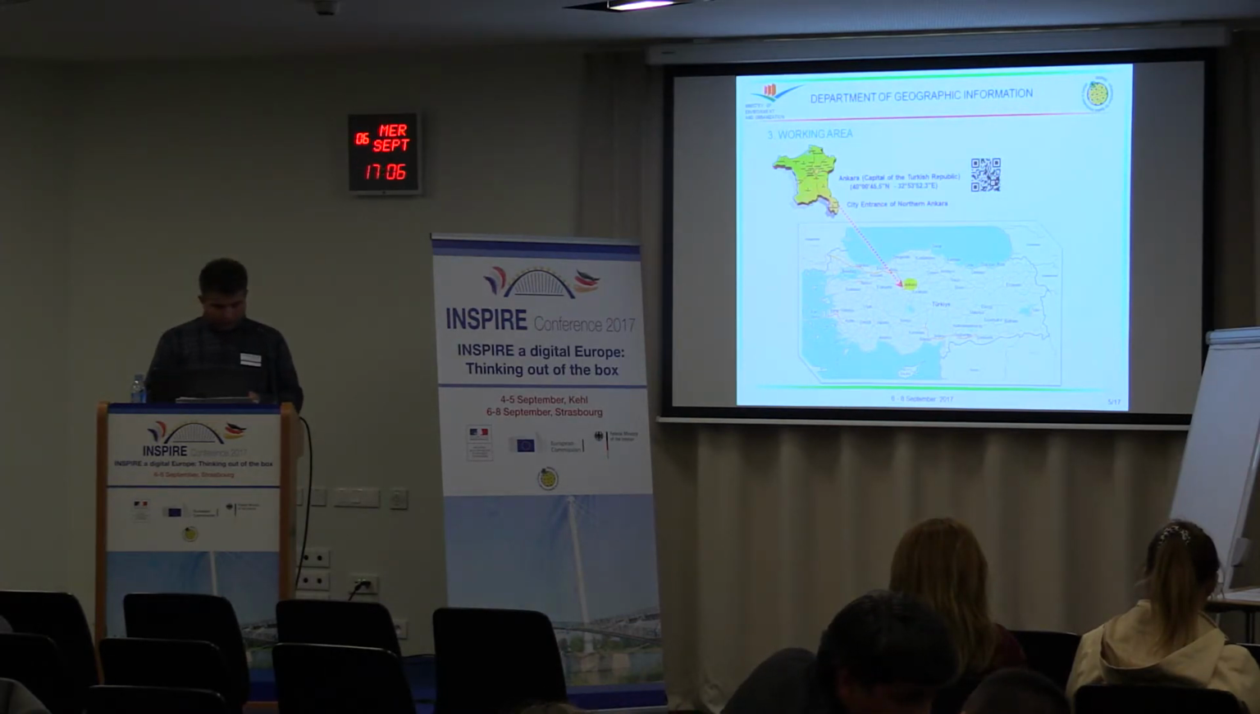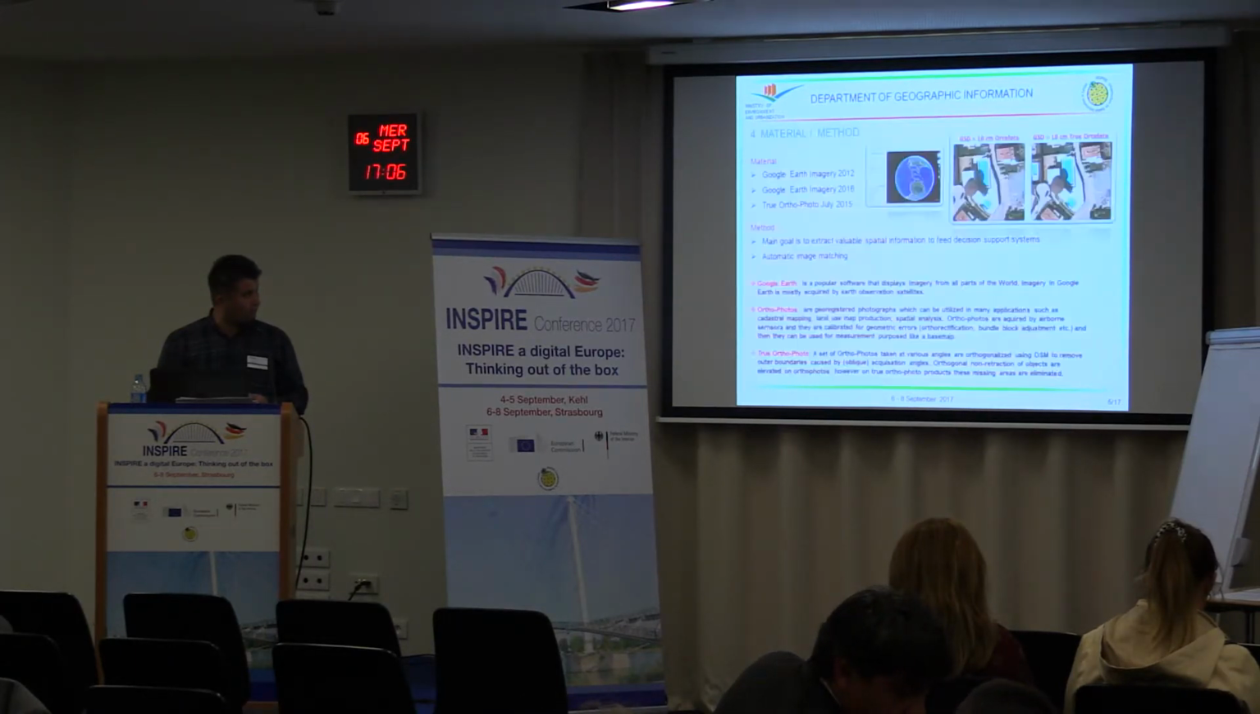Working area. I want to introduce an example project which uses TGIS at the northern entrance of Ankara city. You can see the materials and methods we use: Google Earth image or true orthophoto.